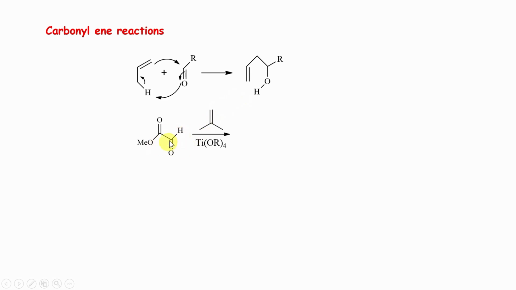See another example. Here it is the enophile and it is the Ene. See, the hydrogen shift from this Ene takes place to the carbonyl oxygen of the enophile. It is the enophile. It is the carbonyl oxygen. Here this hydrogen shifted to this oxygen, forming this alcohol. Okay, and these are some of the important examples of carbonyl Ene reaction.